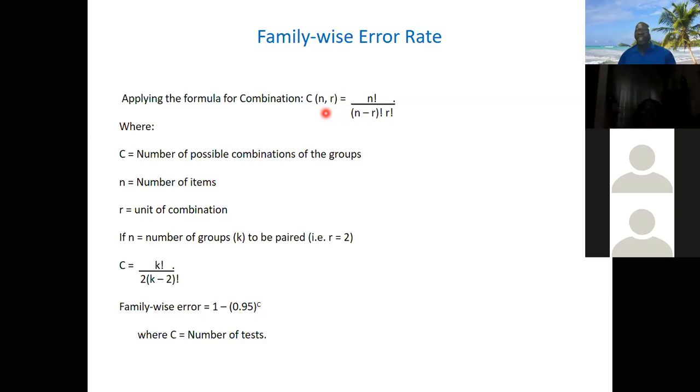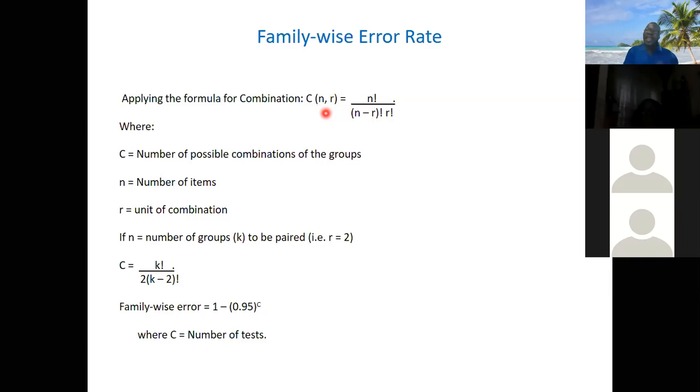But if you have 3 groups, group A, group B, group C, and every way is pairing, that is 2 at a time. You want to group them 2, 2. How many ways can you group 3 things 2 at a time? That is the meaning of n combination. R is 2. N is 3.